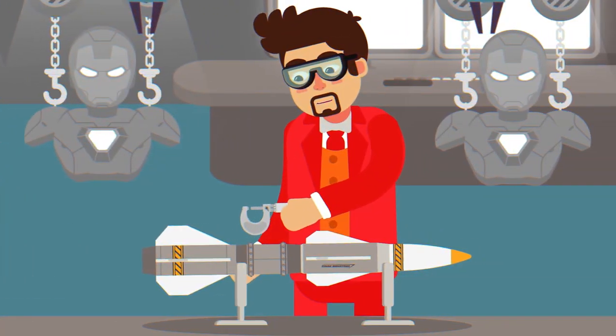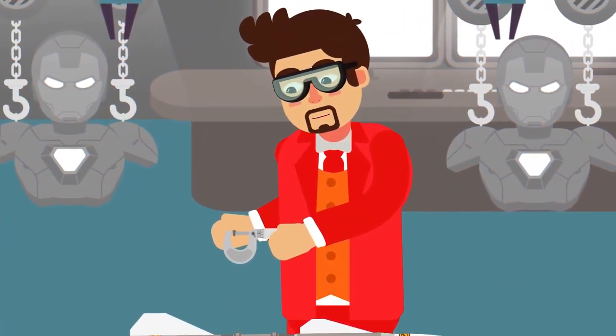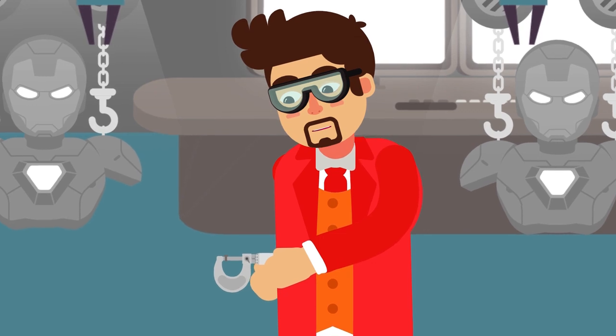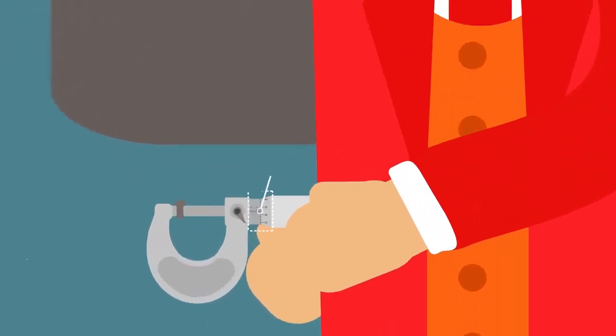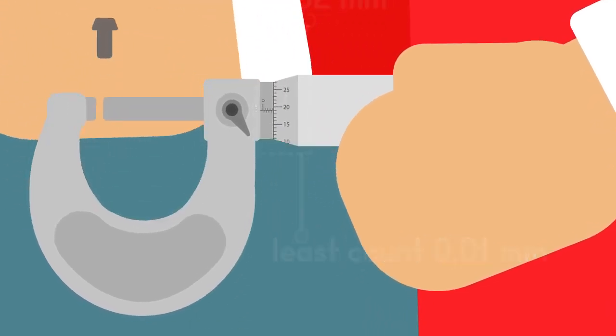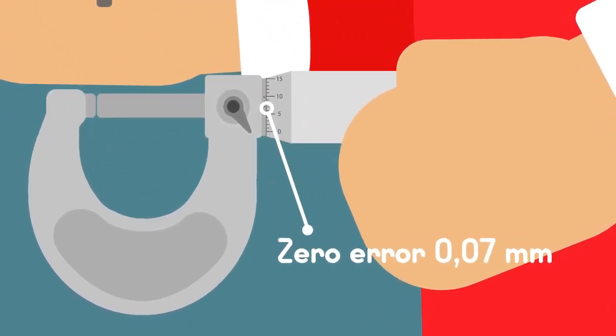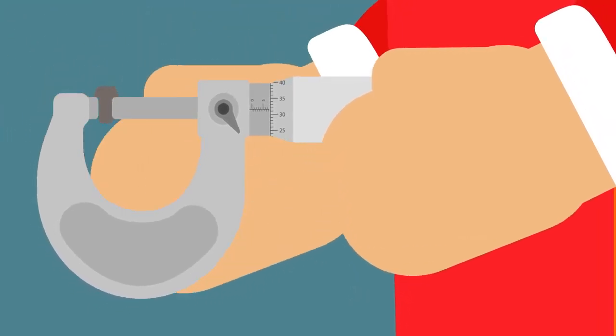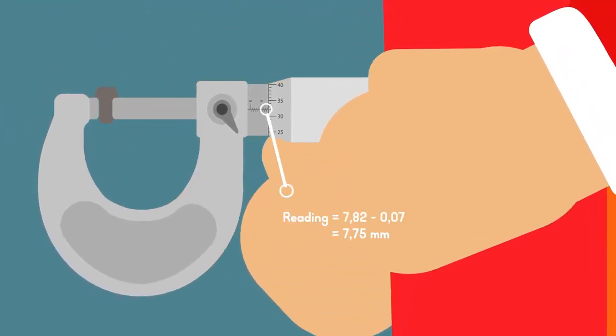Screw gauge or micrometer screw. It is used to measure small lengths with greater accuracy than a vernier caliper. The least count of a screw gauge is 0.01 millimeters. It also requires us to find the zero error of the screw gauge to accurately measure the length. The zero error value will then be used to correct the obtained readings.